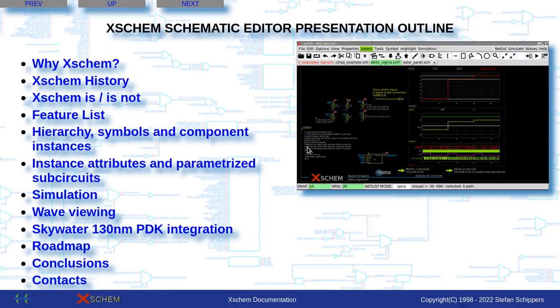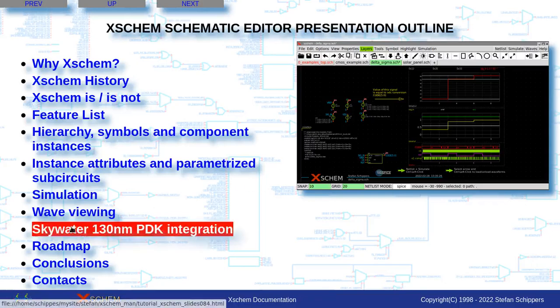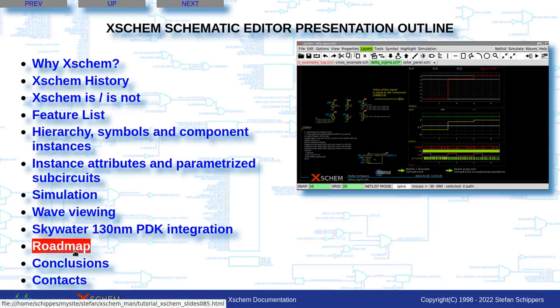So next, this is the outline of my presentation. First I will explain why we need Xschem, the history of the project, what Xschem is able to do and what it is not able to do, the feature list, some comments about hierarchy, symbol creation and component instances, and we'll move forward with explaining instance attributes and parametrized subcircuits, which is especially useful for circuit reuse. Next we talk about simulation, wave viewer, SKYWATER integration, the roadmap, conclusions and contacts.